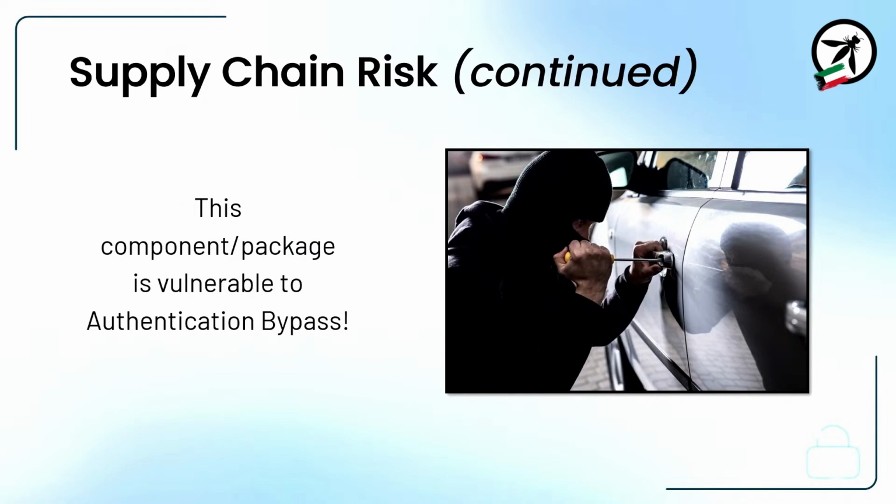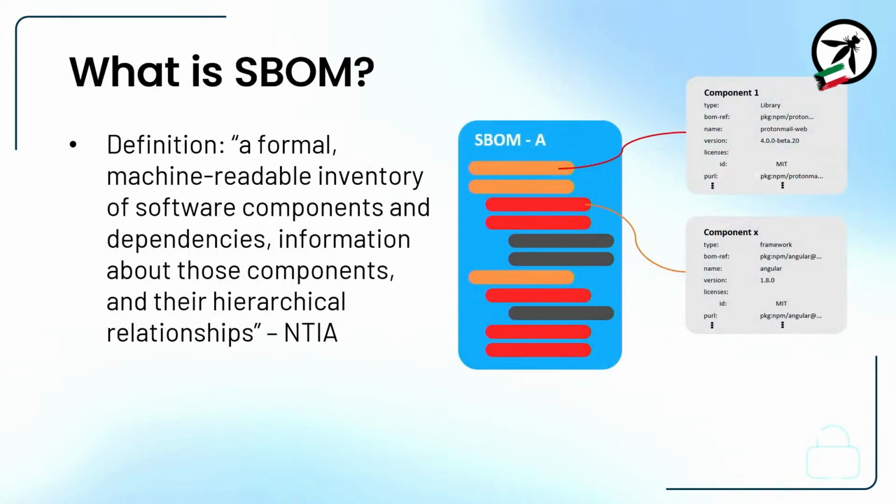Just going back to our example, a car. You have a car, and this car has a lock module. This lock module is built by a third-party company, and this module can be vulnerable, for example, to authentication bypass. So monitoring third-party components and dependencies is essential to avoid major incidents. That's why the SBOM, Software Bill of Material, came to the surface, just to keep records of third-party components and dependencies.